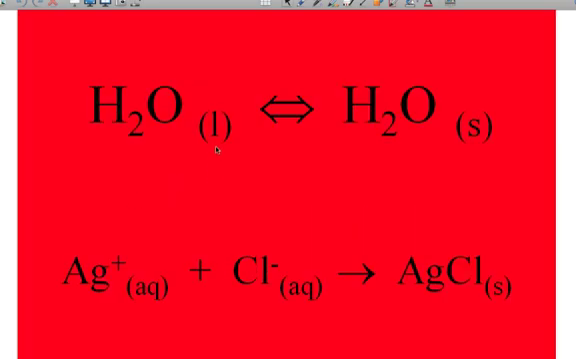So if you look at this situation right here, what's going on? You've got liquid water turning into solid water, and solid water turning into liquid water. This is a reversible process, so its delta S is actually 0 because it's going in both directions. This, however, you've got aqueous ions turning into a solid silver chloride precipitate. So you have two things coming together forming one. So that's becoming more orderly. Therefore, its delta S would be negative.